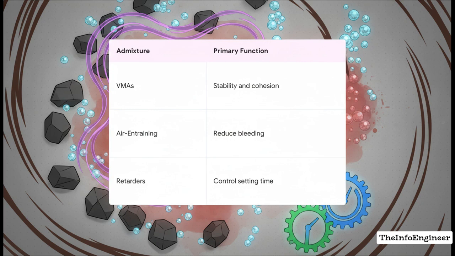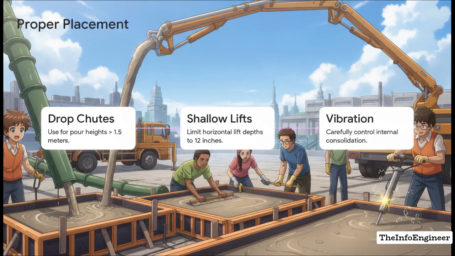But VMAs aren't our only tool. Air entraining agents are also fantastic here. Now, usually we think of air entrainment purely for freeze-thaw resistance, but it's an incredible trick for reducing bleeding. These agents pump billions of microscopic, non-coalescing air bubbles into the mix. Those tiny bubbles act exactly like flexible ball bearings. They completely alter the plastic properties of the fresh concrete, vastly improving your workability while drastically cutting down on bleeding, segregation, and laitance.